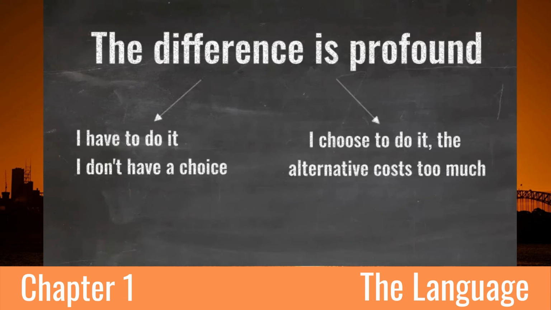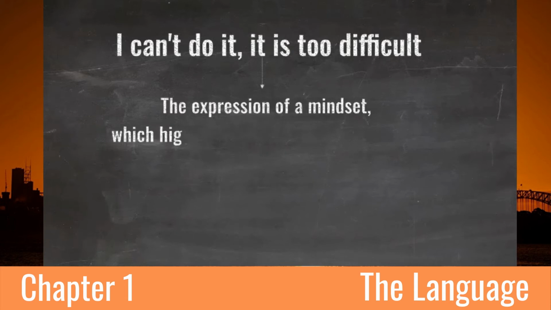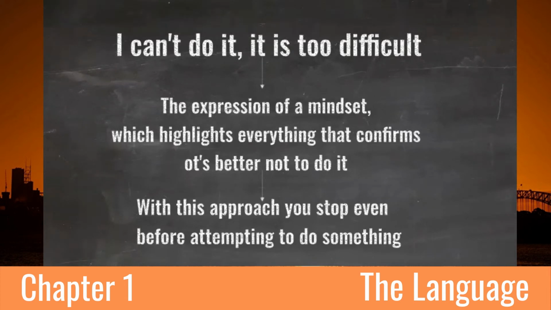Another example of mindset revealed through language is when people are facing something difficult and they say, I'm not going to make it. That is not just a phrase, that is an expression of a mindset that will highlight everything that will confirm the impossibility of the endeavor and that it's better not to do it. The approach of I am not going to be able to do this is an approach that will not allow you to see the possibility because it will make you stop before even trying. And you may understand how that could be limiting in any situation in which you have to grow and experiment to find out the possibility.